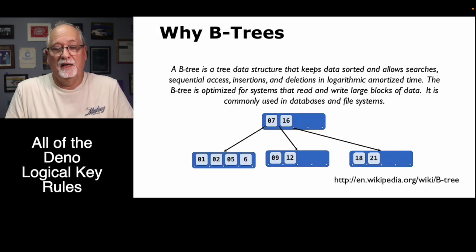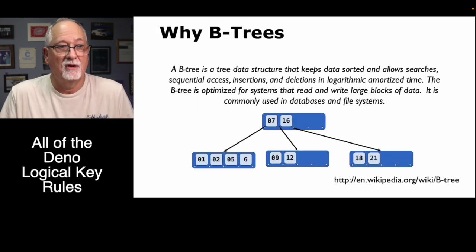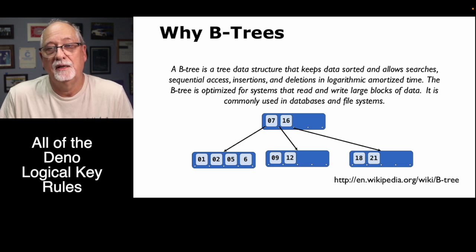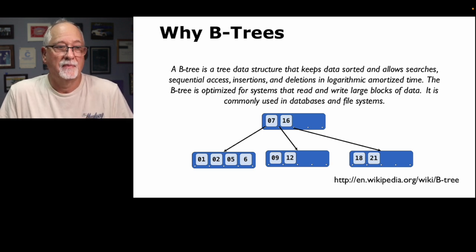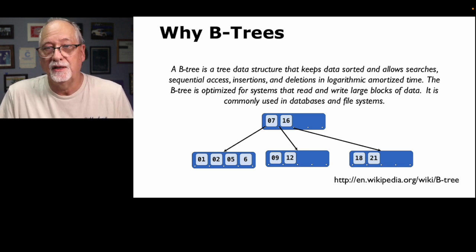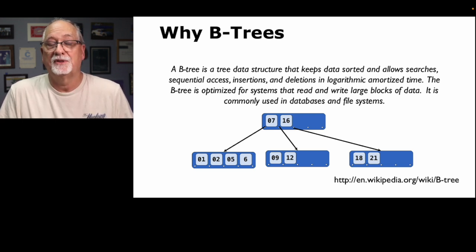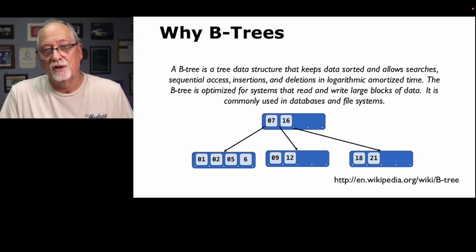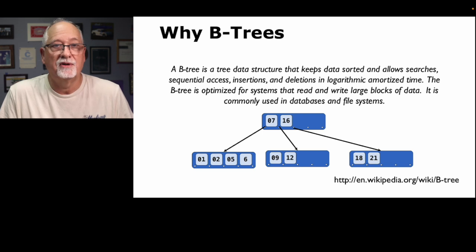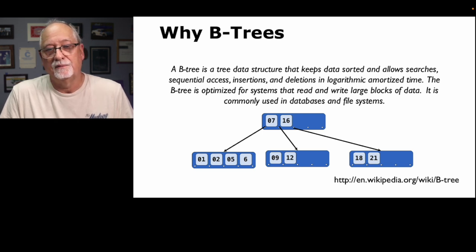And so it turns out that all of the rules can be met by a B-tree. A B-tree is a logical key index, and we use them in SQL all the time. It's a type of index. There are other kinds of indexes, but B-tree is a very, very common index because it grows slowly. It gives us logarithmic time to find records, and it can be expanded.